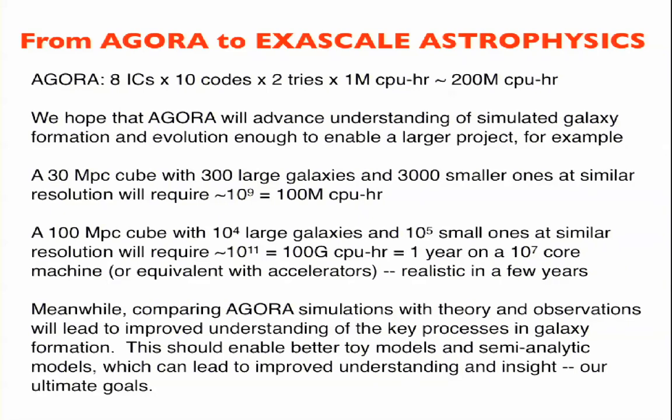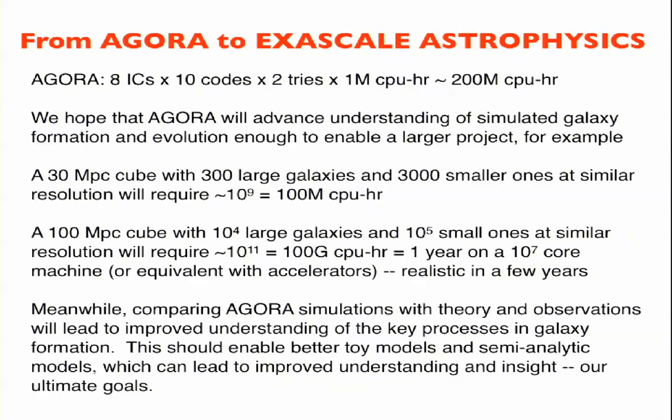Now, how would we go to exascale? Well, first of all, with 8 initial conditions: 4 halo masses, 10 to the 10, 11, 12, 13, 2 initial condition sets, lots of mergers, not too many, and 10 codes, and 2 tries each, and about 1 million CPU hours to run to redshift 0 for each one on average. That's a 2 million CPU hour project.